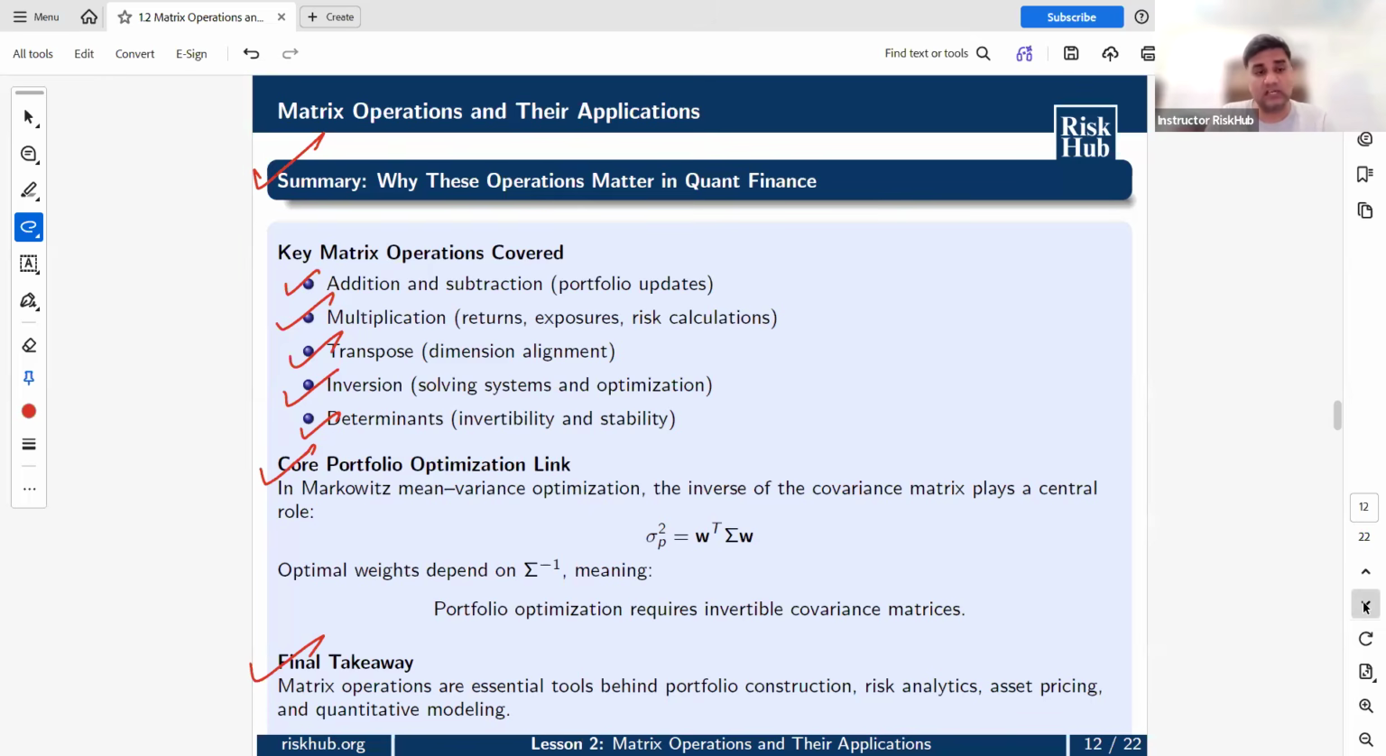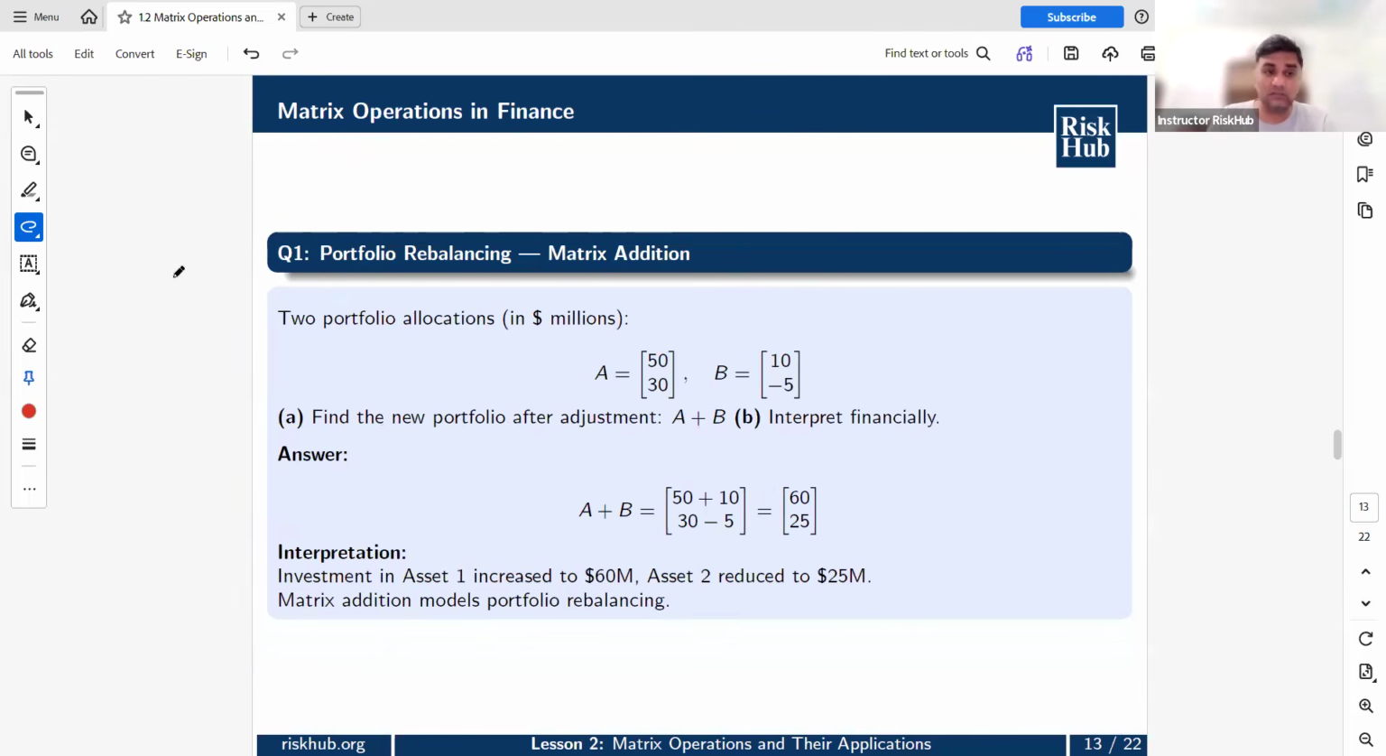Now, all this is done. What we'll do? We'll do the questions, right? The first question we'll do is portfolio rebalancing, matrix addition. We move into application and a kind of quick solving of questions important for real quant work, right? We are given a matrix A, which is like your current allocation. B is your adjustment vector. Then we are adding it, very, very simple. Find the new portfolio after adjustment and interpret financially.